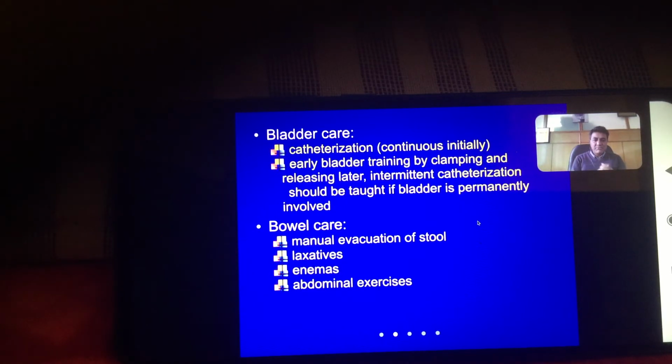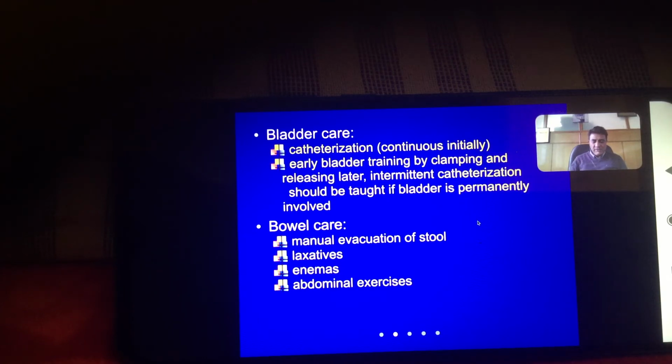And another is bowel care. Always there is a problem with constipation. Then manual evacuation of the stool should be done. Give some laxative, enema, and abdominal exercise should be done. These patients are bedridden. They are very less mobilized. So immobilization occurs, constipation.